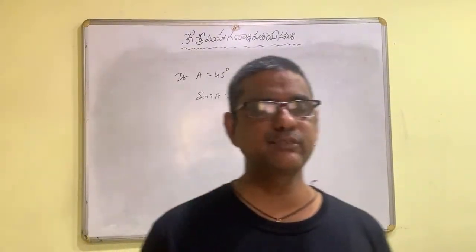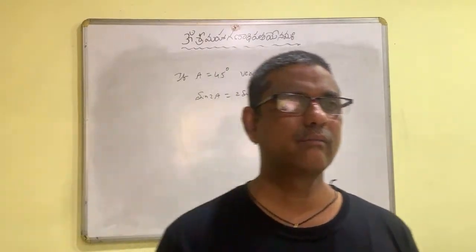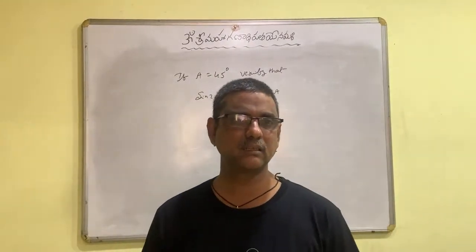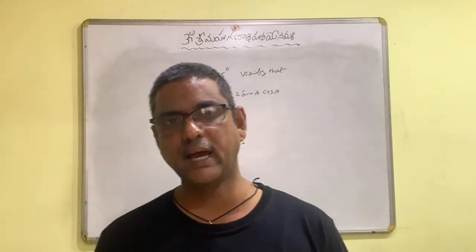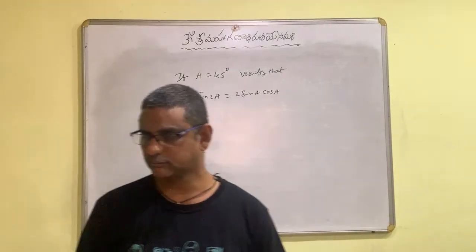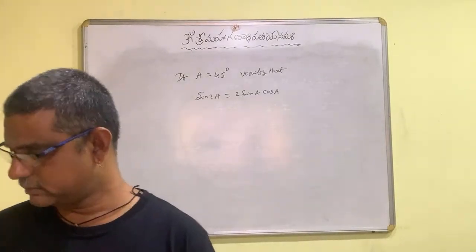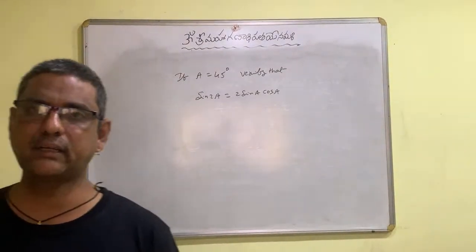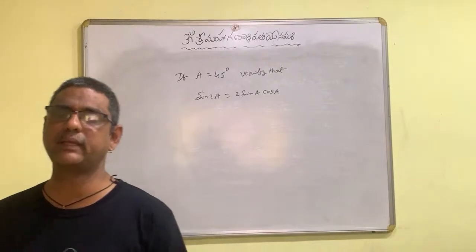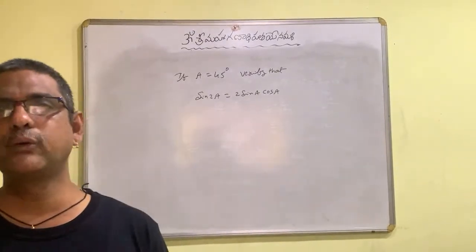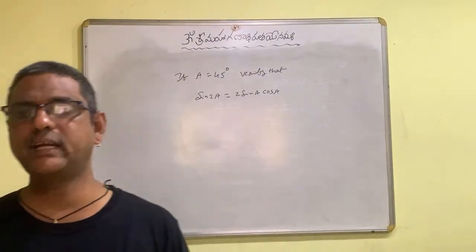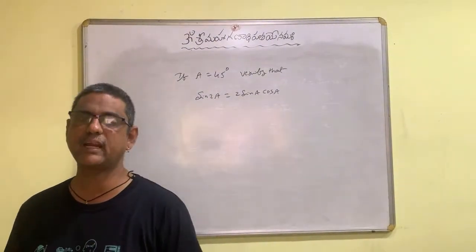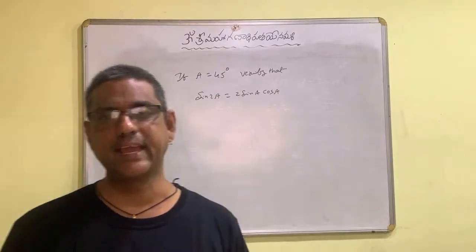This is also same, children. We need to take LHS first and RHS next. Then we need to prove both are equal. Here, the new thing that you have to know: sin 2A means sin of 2 into angle A. Sin 2A means sin of twice of angle A.